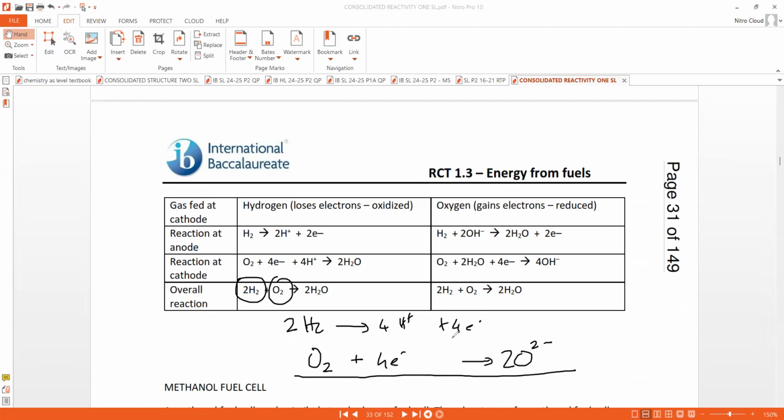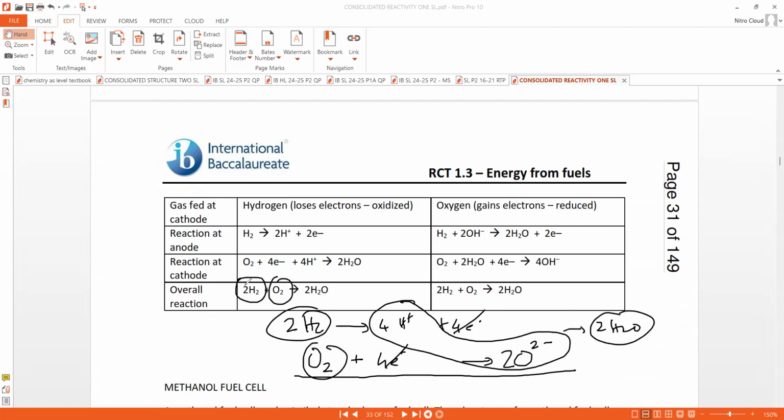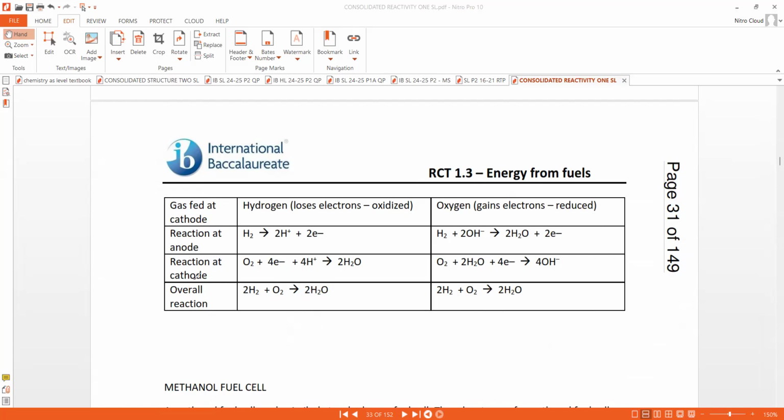4H+ and 4 electrons. Now you see the 4 electrons get cancelled. And 4H+ and 2O2- combine to form 2H2O. So 2H2 plus O2 gives 2H2O. Basically, for the reaction at the cathode, they have combined because the final product is taken as water instead of taking O2-.